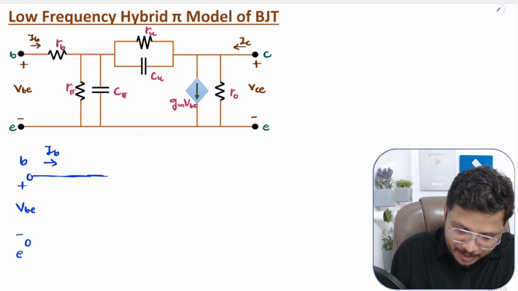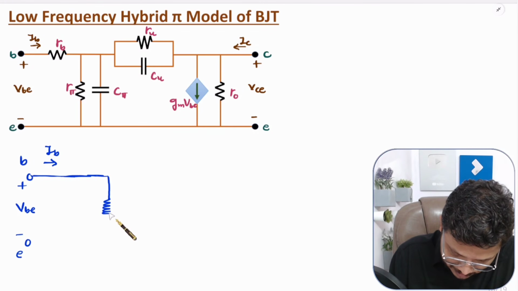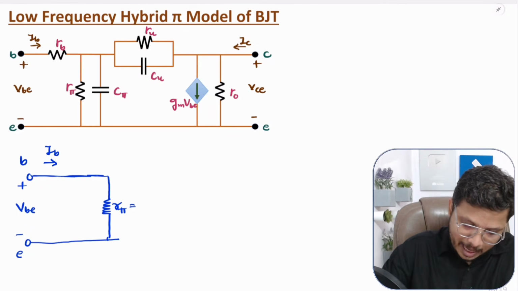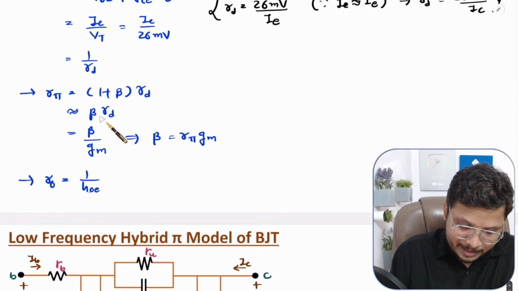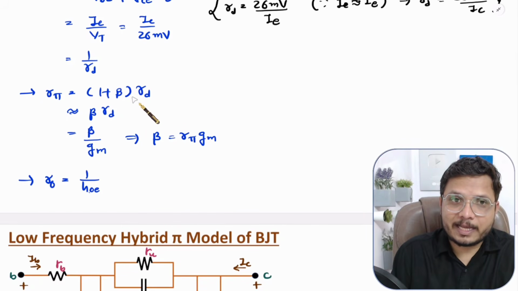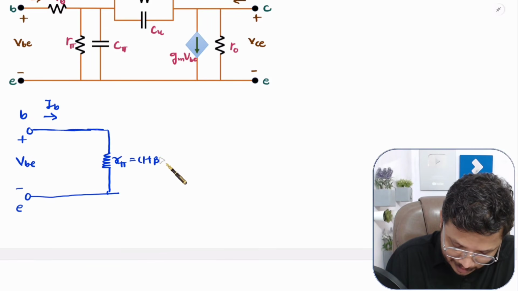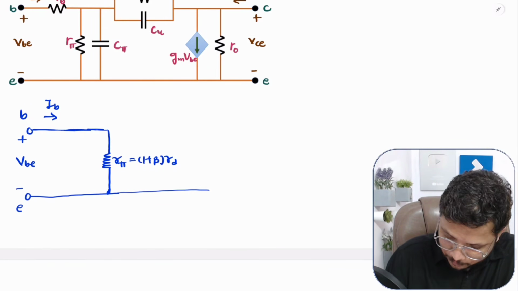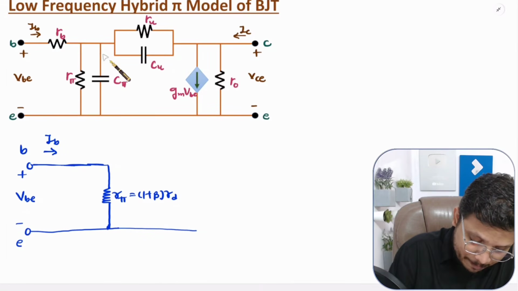Now after that, you see here we have R Pi. The R Pi derivation we have already done. So here I'm going to connect the R Pi resistance. And what is the R Pi value? R Pi value is beta RD, or you can say 1 plus beta RD. So here I'm writing 1 plus beta RD, that is R Pi.